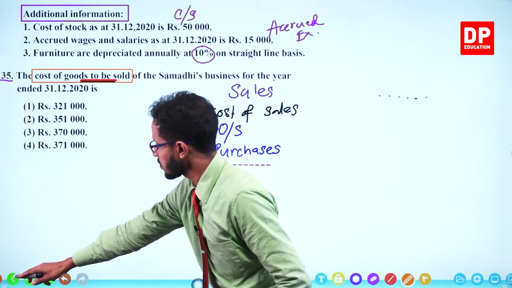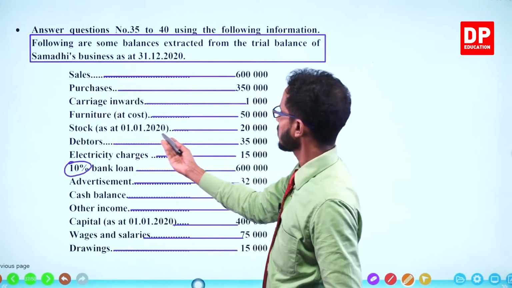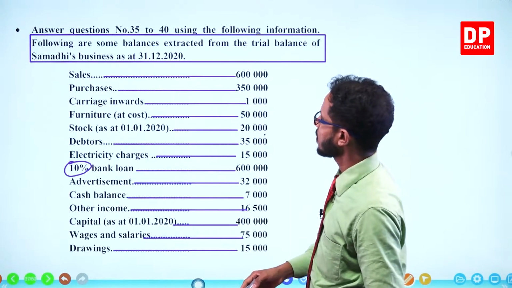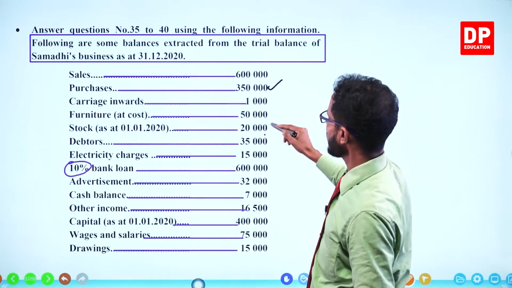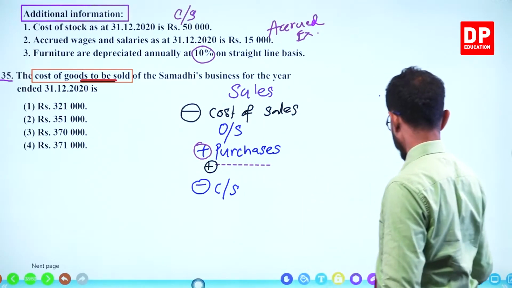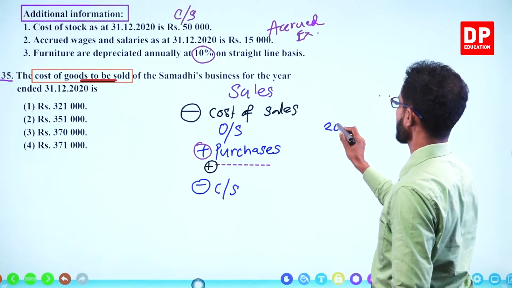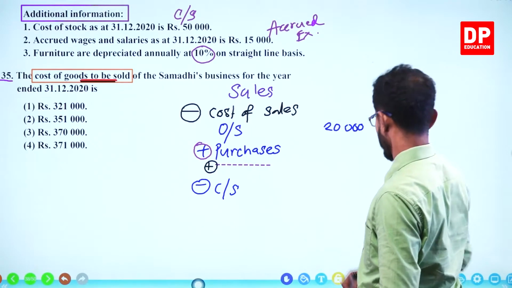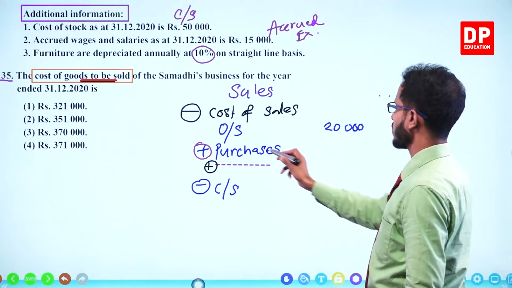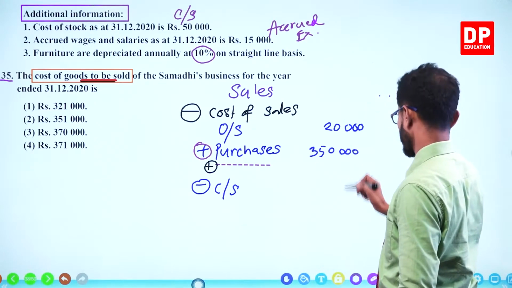Let's apply the figures and see. Opening stock we have 20,000. Purchases we have 350,000.